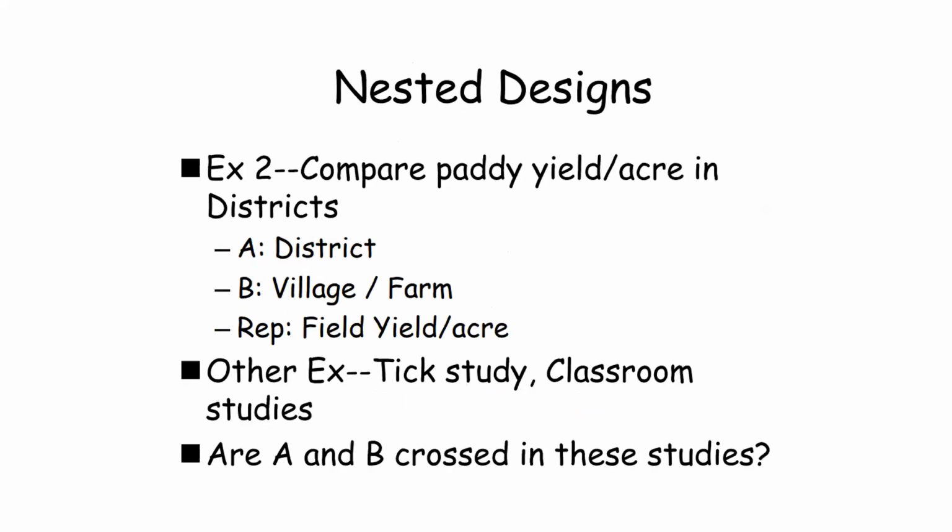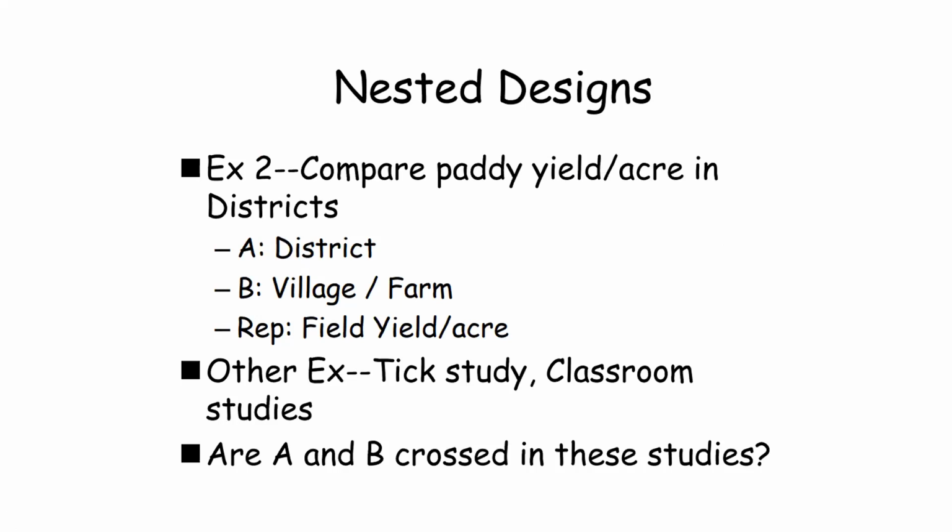Example 2: compare paddy yield per egg in district. Our main factor is district, the second factor is village, and the replications are yield per egg.